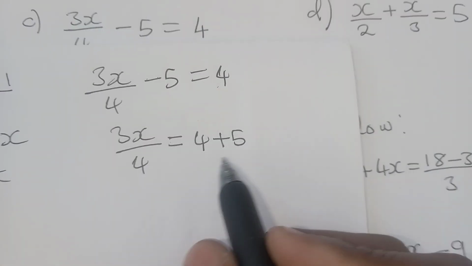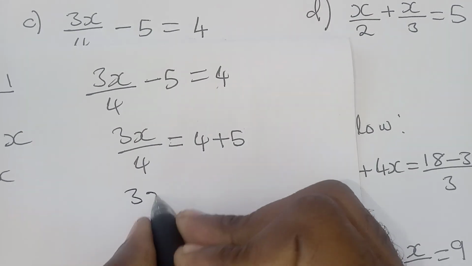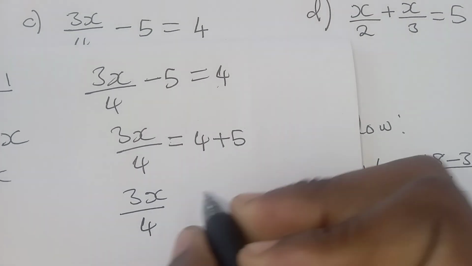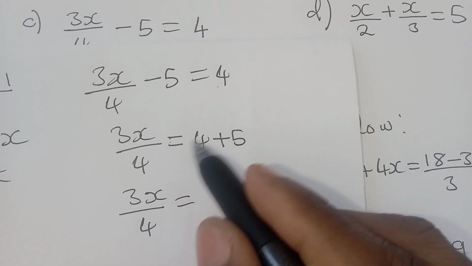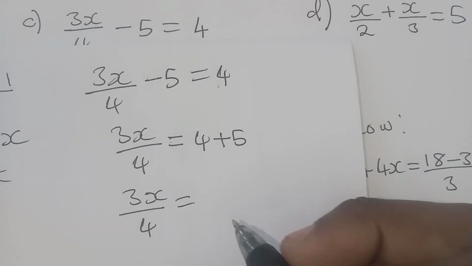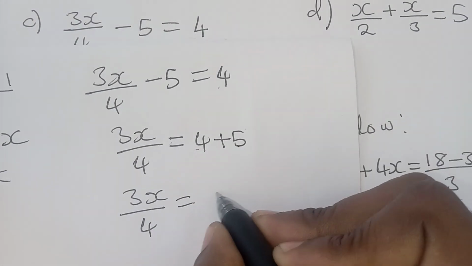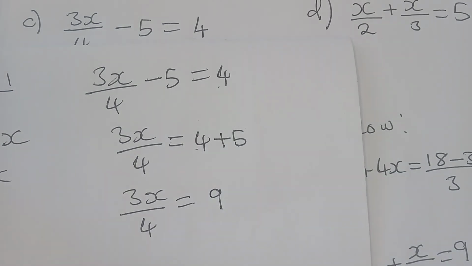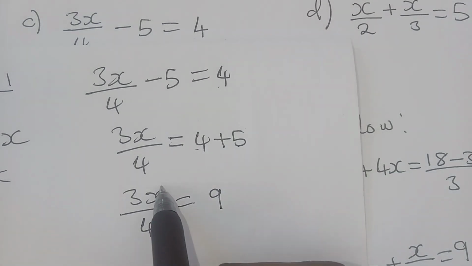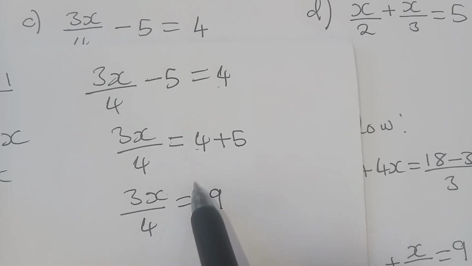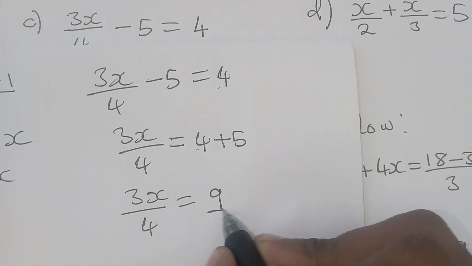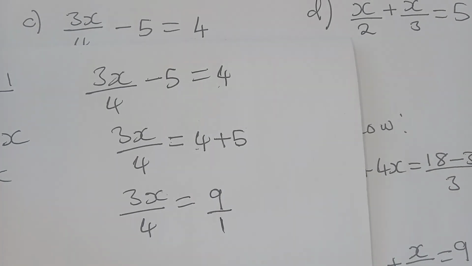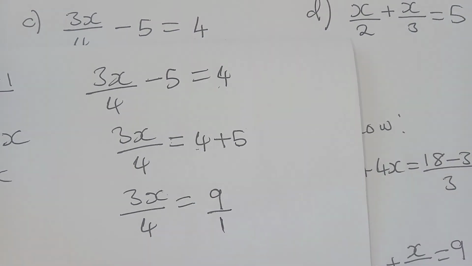Then these two are like terms. You can easily add them before you even cross multiply, although cross multiplication here wouldn't be a problem. So this plus this is 9. And then at this point, now that you have a fraction here and one number here, you can just put over 1 there and cross multiply.